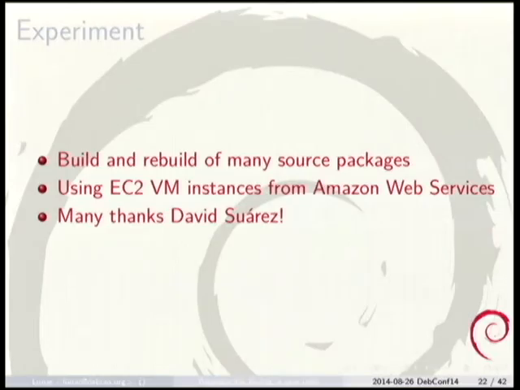So in order to toy with these ideas, and thinking also about what was said, we did an experiment, building and rebuilding many source packages. We used the EC2 VM things. I'm not clear on the details, but David Suarez made all the magic happen, and thanks to him a lot. The idea of the experiment is we build the package twice. To do so we set up a clean root, we unpack the source code, we install the build depends, we build, and then we do the exact same thing. One slight difference is that we pass the timestamp of the post build to dpkg through an environment variable.